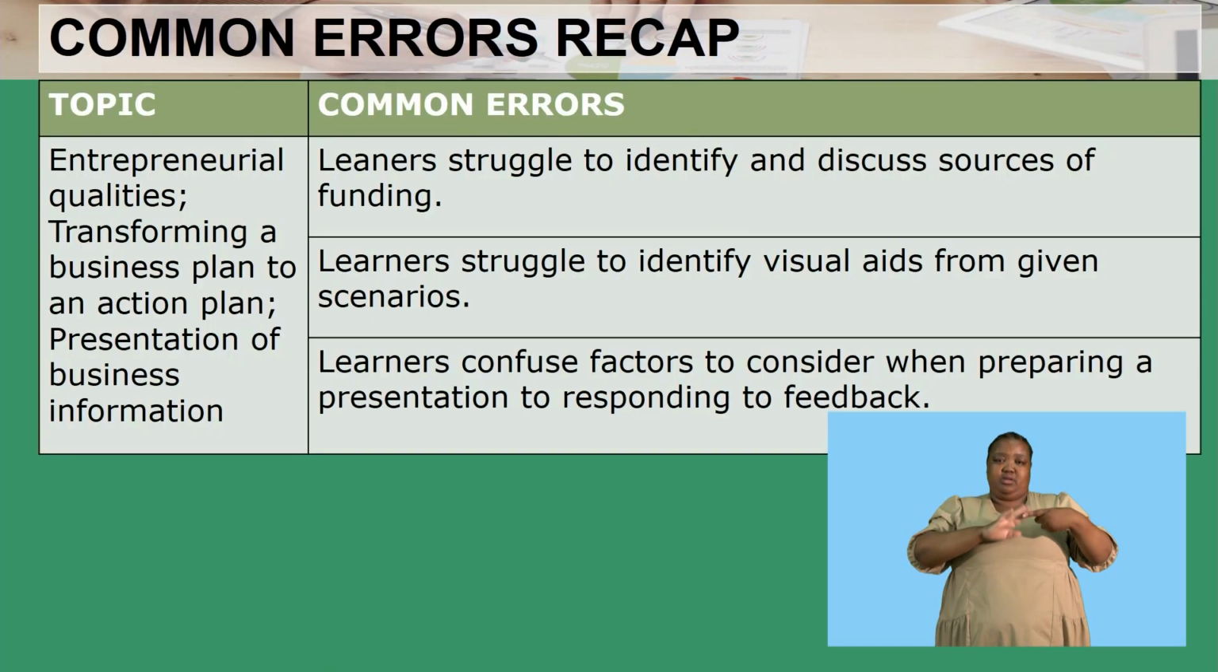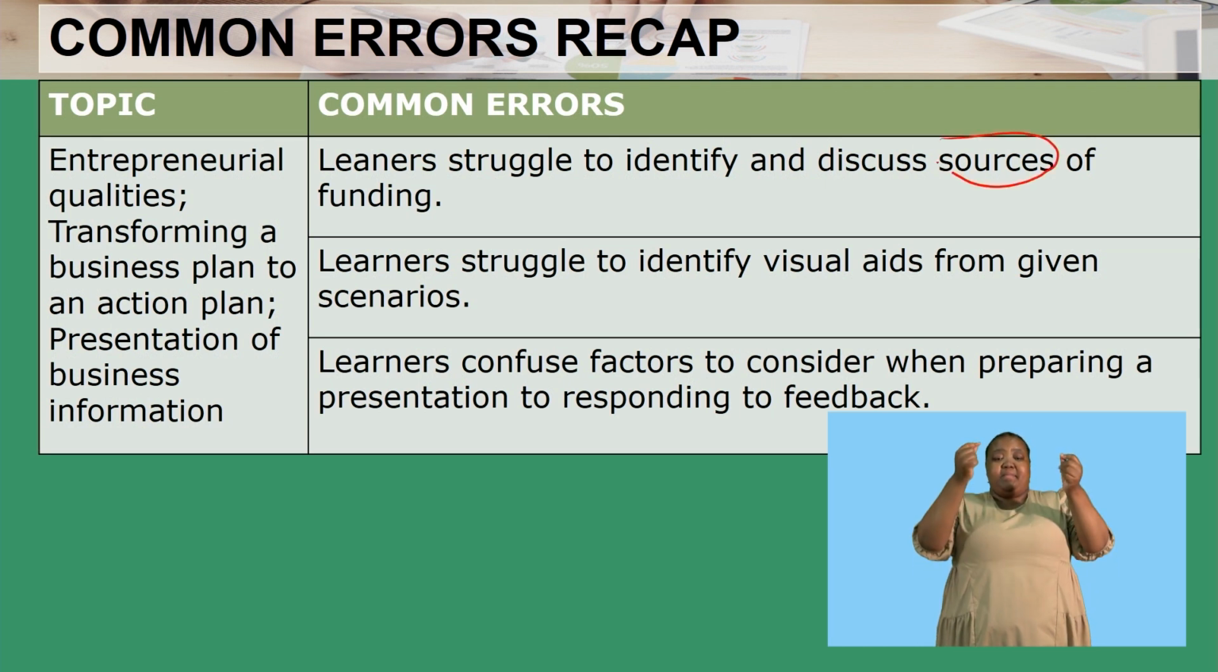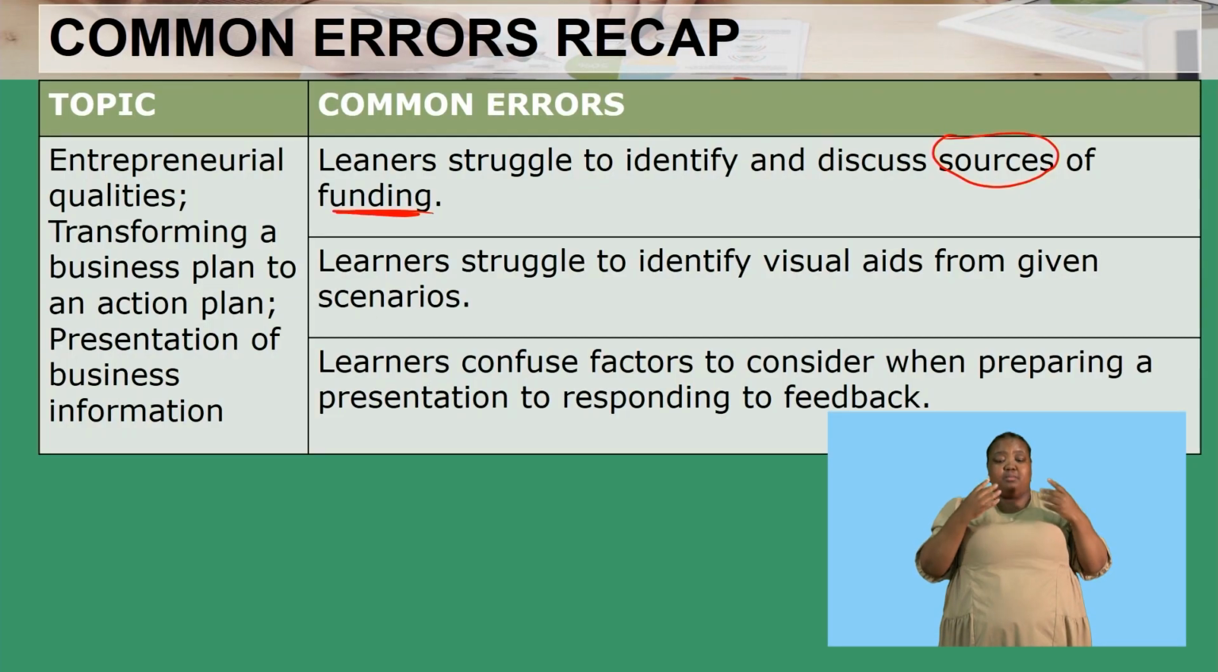Now let's quickly recap the common errors made in the topics or the chapters that I have mentioned. The first error that is possible to make is that you might struggle to identify the sources of funding from given scenarios. Now remember, grade 11s, that for you to identify in the scenario, you must know the different types of funding that exist. Now, to do this, think about the different ways in which businesses can obtain their capital. This will help you to identify now the sources in the given scenario.